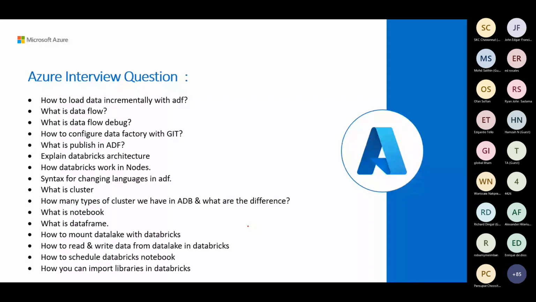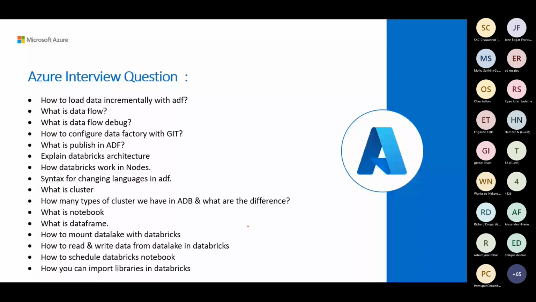How does Databricks work in a node? Okay, what is the syntax for changing the language in Databricks? What is a cluster? How many types of clusters do we have in Databricks? What are the differences between these? Okay, what is a notebook? What is a data frame? How can you mount your data lake with Databricks?